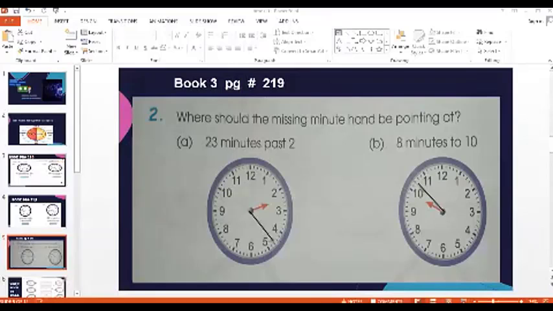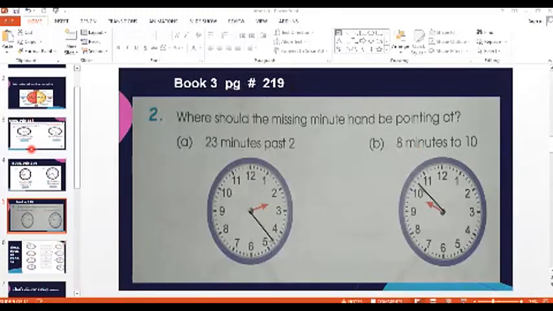Okay, boys, I hope my students now understand the basic concept of this topic: whenever we are counting the minutes in the past concept, we take forward steps, and when we count the minutes in the to concept, we take backward steps. This is a key of this topic.